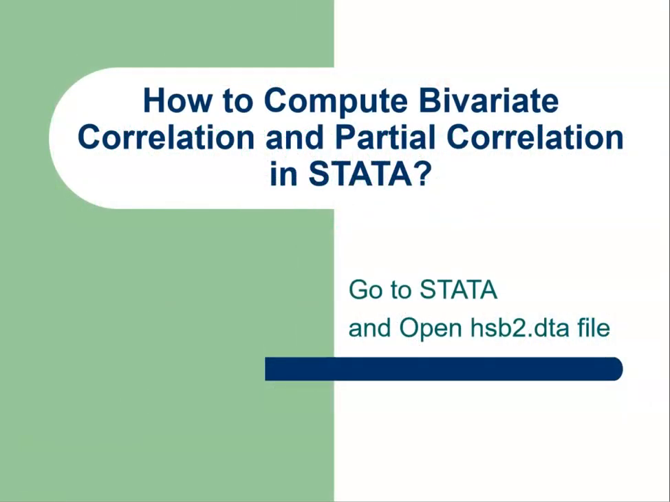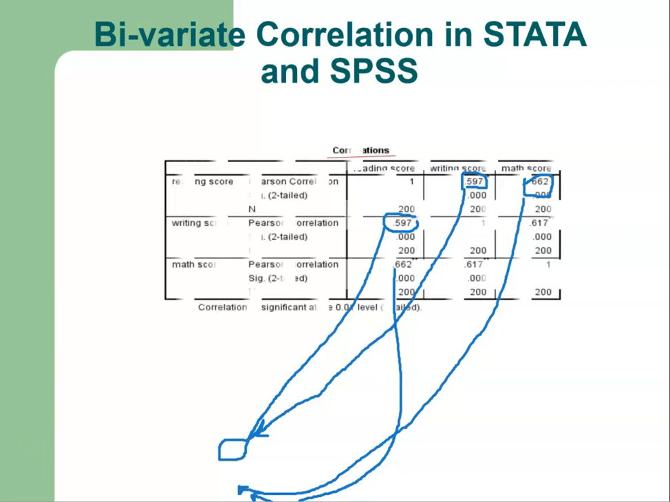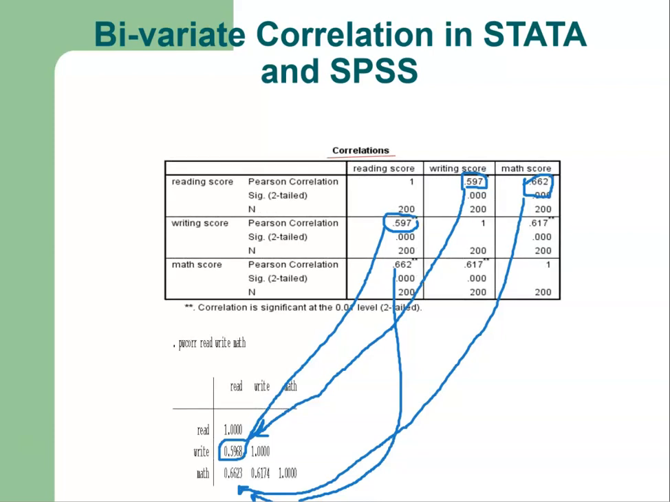Now how to compute bivariate correlation and partial correlation in STATA and SPSS. I'll go to data, and I have already calculated this, and you may compare. This is the computation in SPSS, and this is the computation in STATA, and these values 0.59 and 0.597 here, these are comparable.